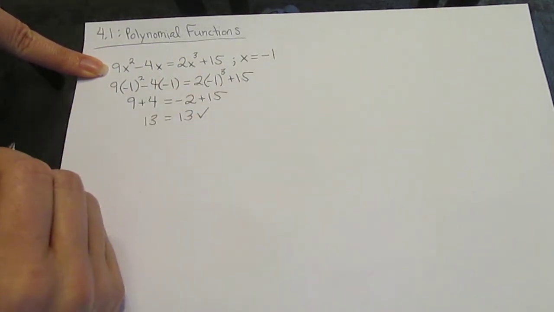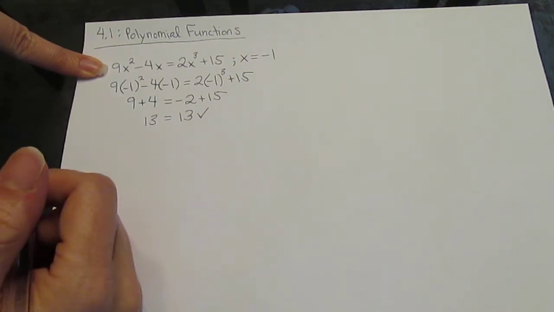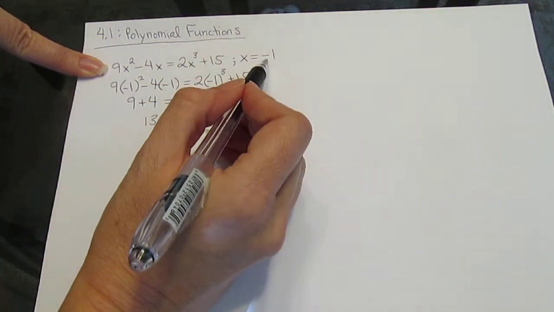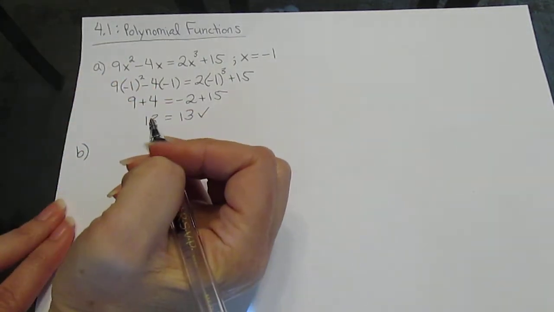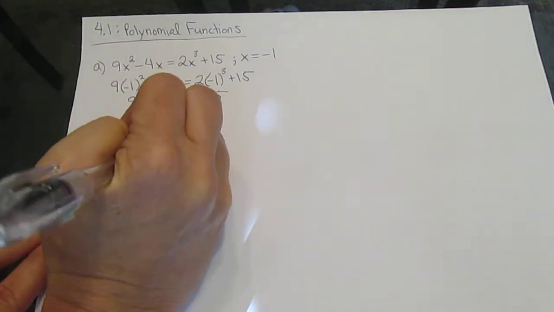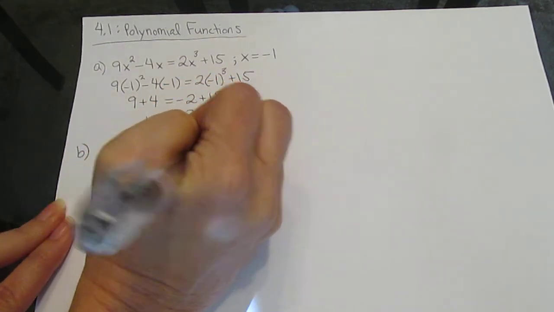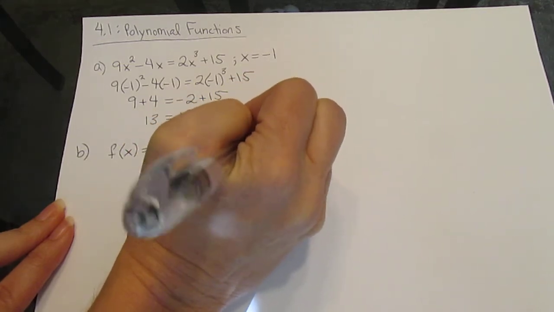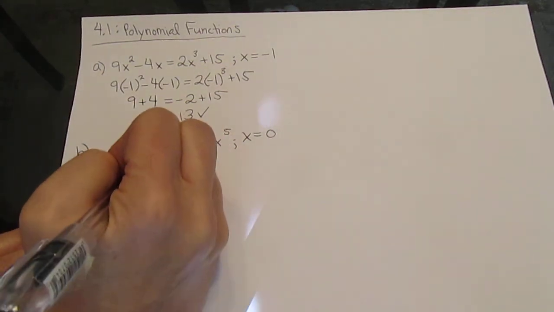Okay, so whether the problem is asking you to verify or if they're just asking you, is it a zero, that's what you're looking for. So if you get the same number on both sides, you know you were given a zero. Let's try another way. So they might give it to you in function notation. So I've got f of x equals 23 x to the 7th minus 12 x to the 5th. And they want you to test x equals 0. Okay, well that's not bad to plug in 0, but let's see what happens.